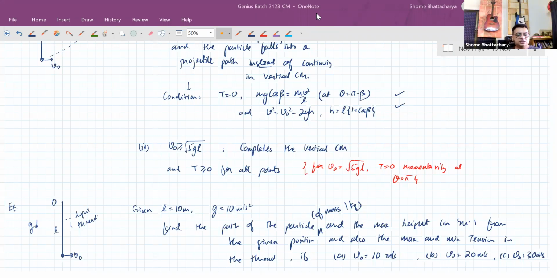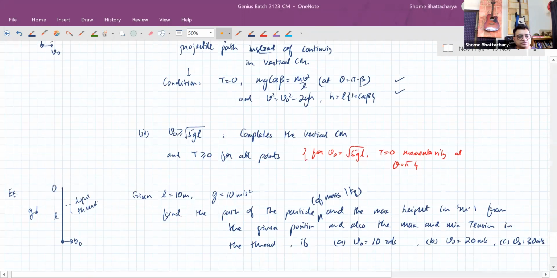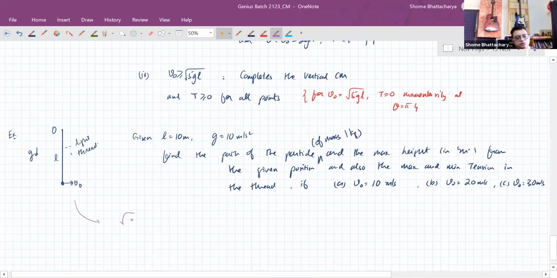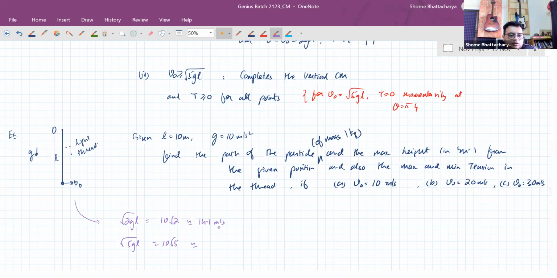So see, for something like this, the strategy that we can develop is that we first see the critical values. What are the critical values? Root 2 GL, which in this case is 10 root 2, or approximately 14.1 meters per second. Okay. And root 5 GL, which is 10 root 5, which will become approximately 23 point something, right? So you can now compare all of these and see which falls in which category.